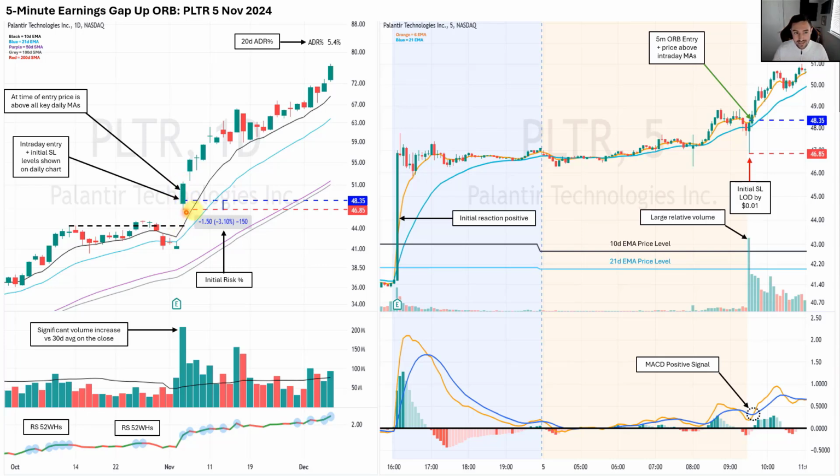But as PLTR is gapping up here, the entry is around 48.35 on the 5-minute ORB. You're likely going to get a little bit of slippage on these as well, because maybe you're looking at something else. I'll teach you about the order entry method technique that I use in a couple of slides time as well.